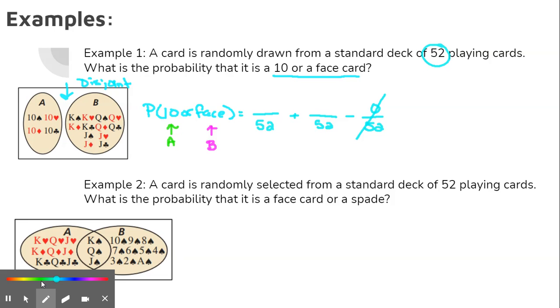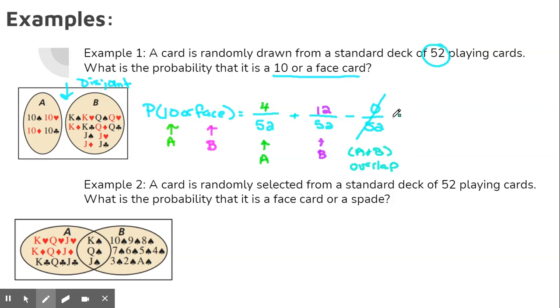When I look at the next parts, the probability of event A, the 10 cards, I have 1, 2, 3, 4 of those. And then for the probability of event B, I can see I have 1, 2, 3, 4, 5, 6, 7, 8, 9, 10, 11, 12 of those. And again, there was nothing shared, so there was no A and B overlapping section. There is no overlap, and then all you're going to do is just add those together.